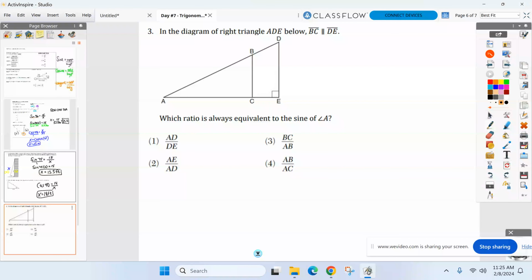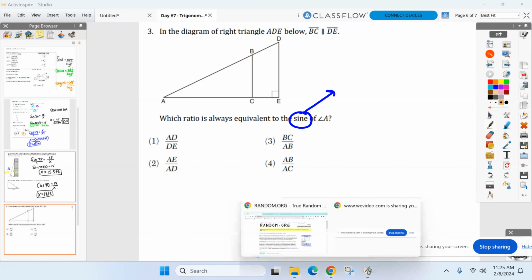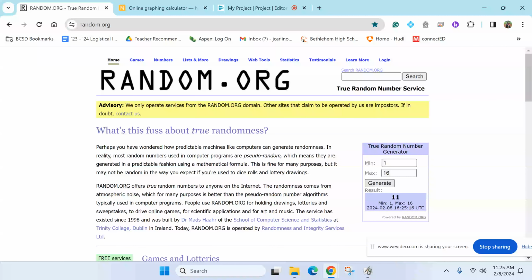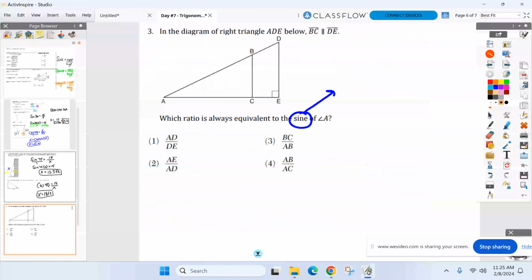Which ratio is always equal to the sine of A? Sine of angle A, which ratio? All right, so no numbers here. I just want to use plain old sides. Tell me something you know about the sine ratio before we start this problem. What do you know about the sine ratio? As far as SOHCAHTOA goes, what's the sine equal to? Will, dig deep.